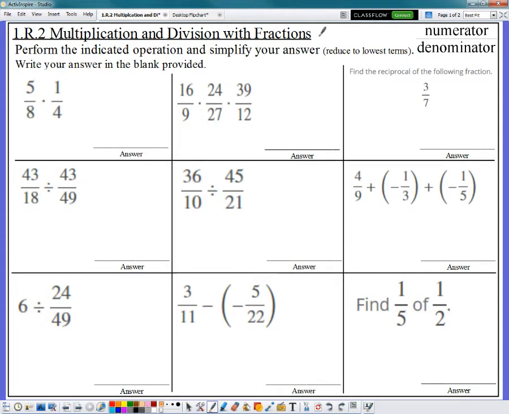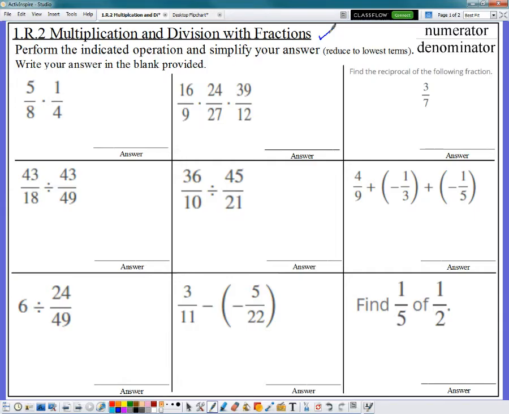All right, students, today we are going to cover the lesson at the top of the page. It is 1.R.2, multiplication and division with fractions. The instructions say perform the indicated operation and simplify your answer. As you look at these 9 examples all over the page, you can see we're dealing with fractions, multiplying and dividing, but for whatever reason, Hawks threw in some addition.